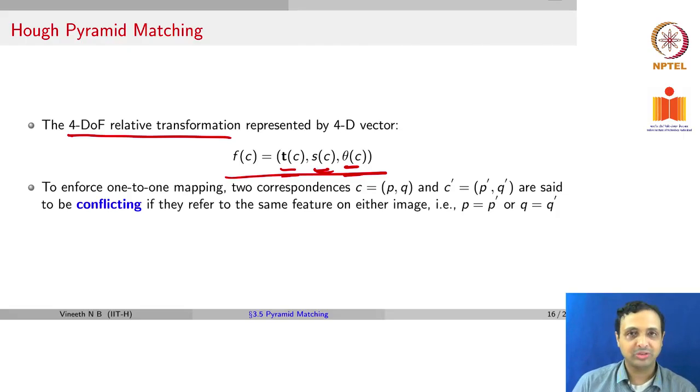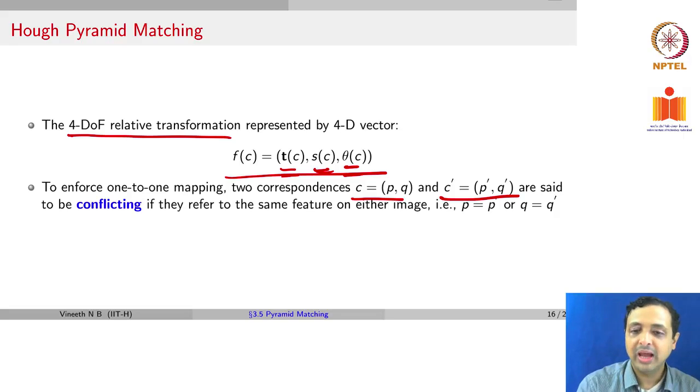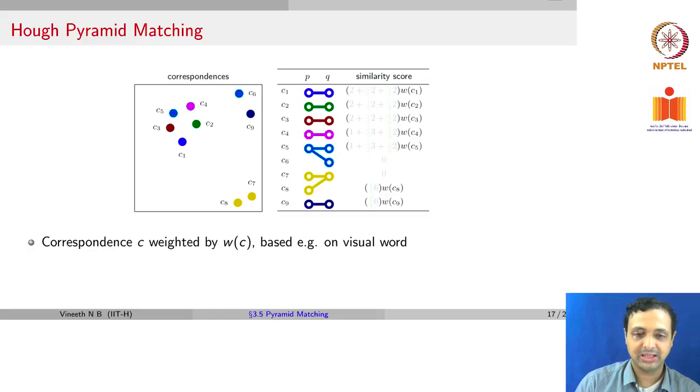We're going to define one more thing before we go into Hough pyramid matching. If you have two correspondences PQ and P'Q', we say that these two correspondences are conflicting if either P is equal to P' or Q is equal to Q'. Rather, if two points from image P match to the same point in image Q, or one point from image P matches to two points in image Q, you call such correspondences conflicting. We're going to see how to use this on the next slide.